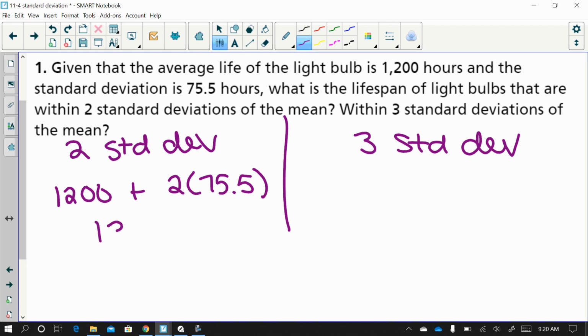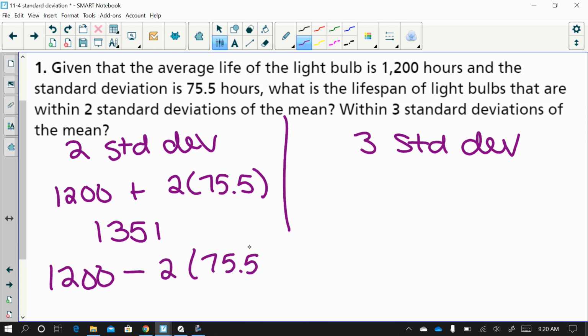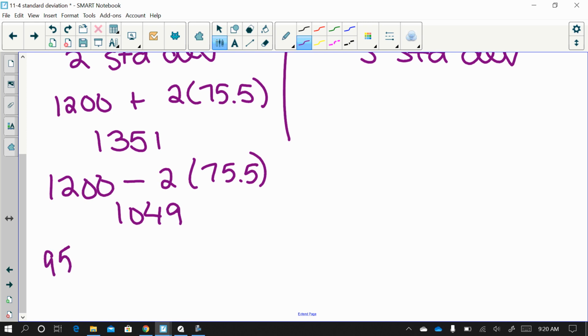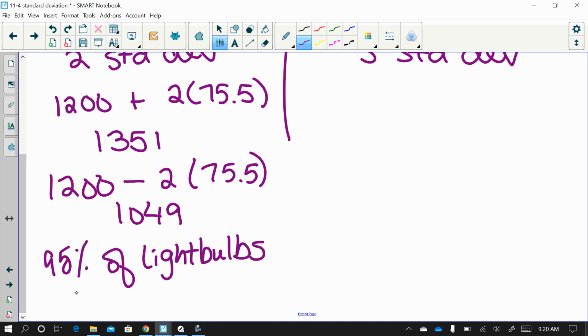I get 1351. And I'm going to do the same thing, but now I'm going to subtract. Oops, not plus, minus. I get 1049. So for 2 standard deviations, 95% of my data are between 1049 and 1351 hours.